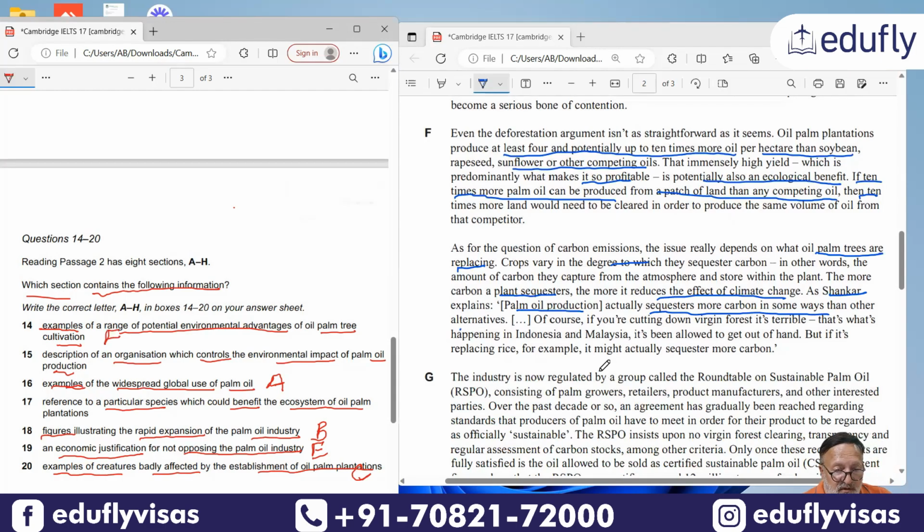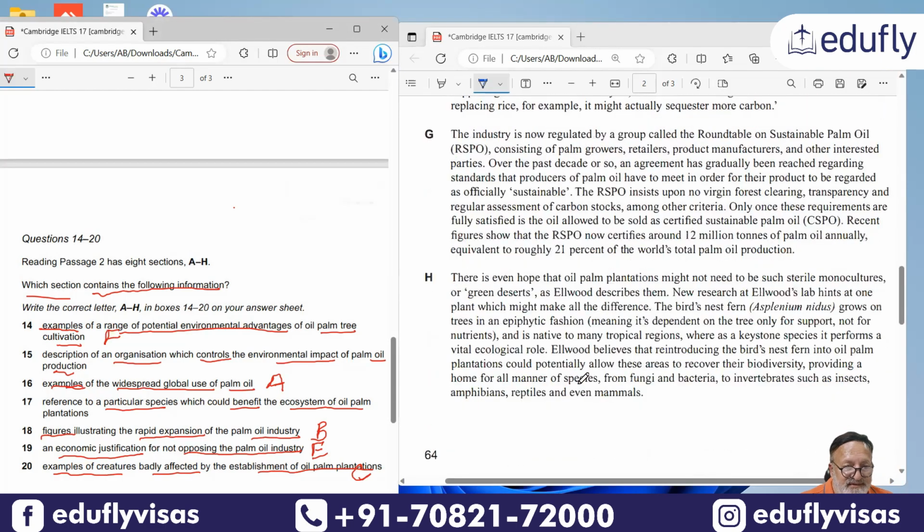Now let's move further down. We have 2 more, G and H. So the industry is now regulated by a group called this. So this is a group. This is an organization. So we had something about organization, palm oil, RSPO, consisting of palm growers, retailers, and other interested parties. Over the past decade, let's see what organization we had. So we should have some idea. Description of an organization which controls the environmental impact. It controls. Let's see how it controls.